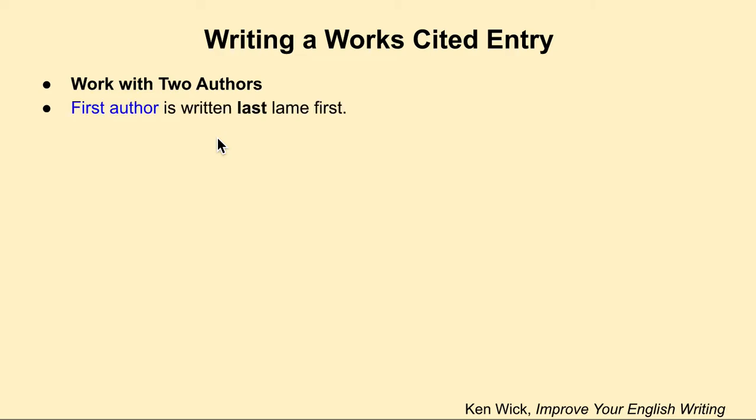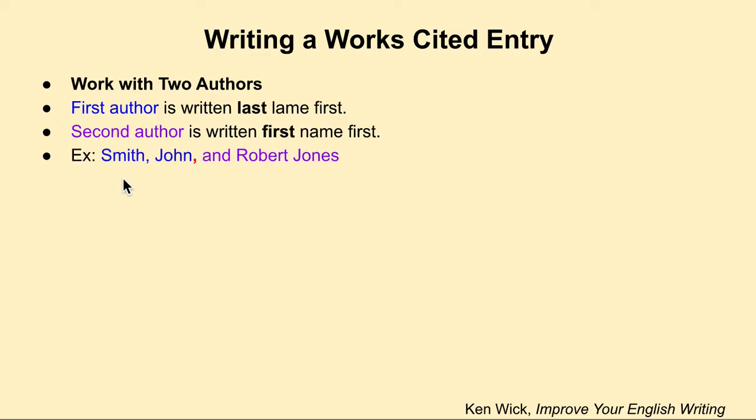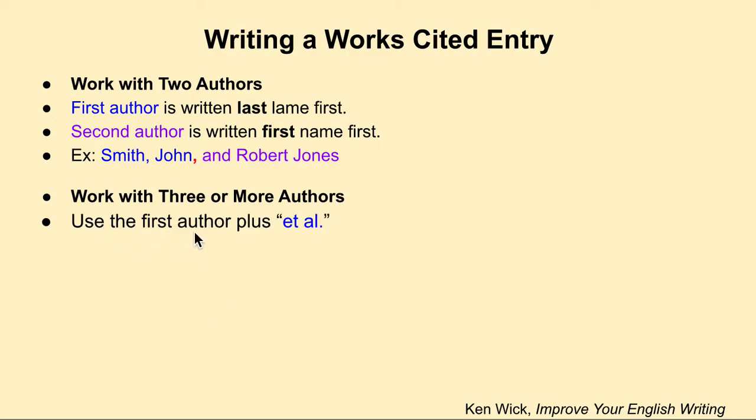So what do you do when you have two authors? Well, the first author is written last name first, but the second author is written first name first. An example would be: here's the first author, Smith, comma, John. Then you put a comma, and then you write the second author, which is written first name first. So Smith, comma, John, and Robert Jones. And what do you do when you have a work with three or more authors? Well, you use the first author plus et al.